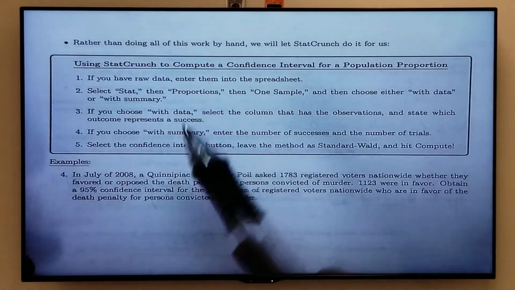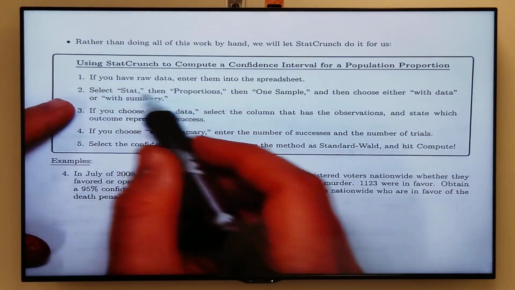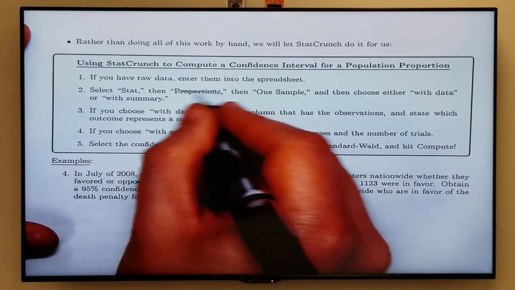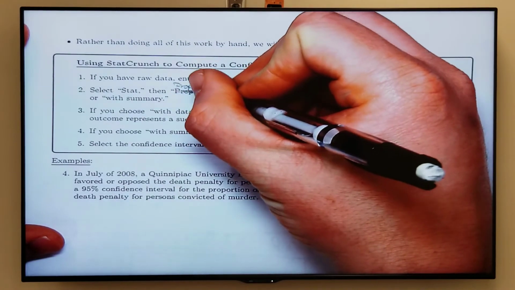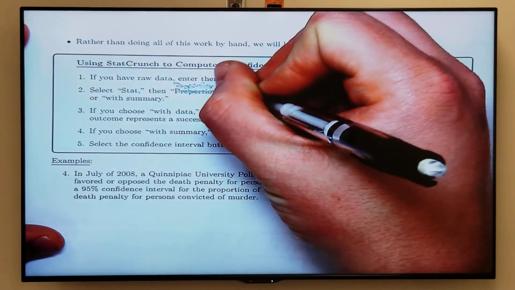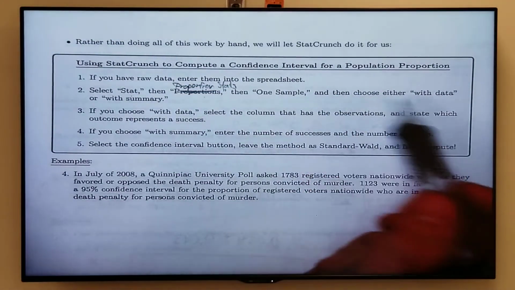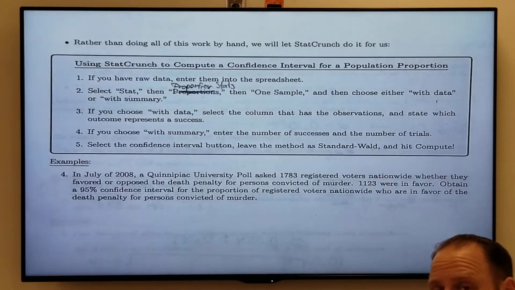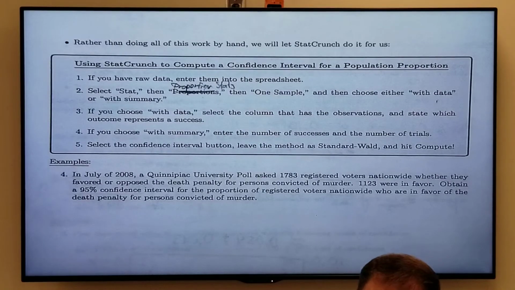So in StatCrunch, the way that you construct a confidence interval is you go to Stat, and then actually it's Proportion Stats. So you go to Stat, then Proportion Stats, and then One Sample. And then you'll either choose With Data or With Summary, depending on if you have raw data or a summary of the data. Most of the time, you're just going to be given a summary of the data. Okay?